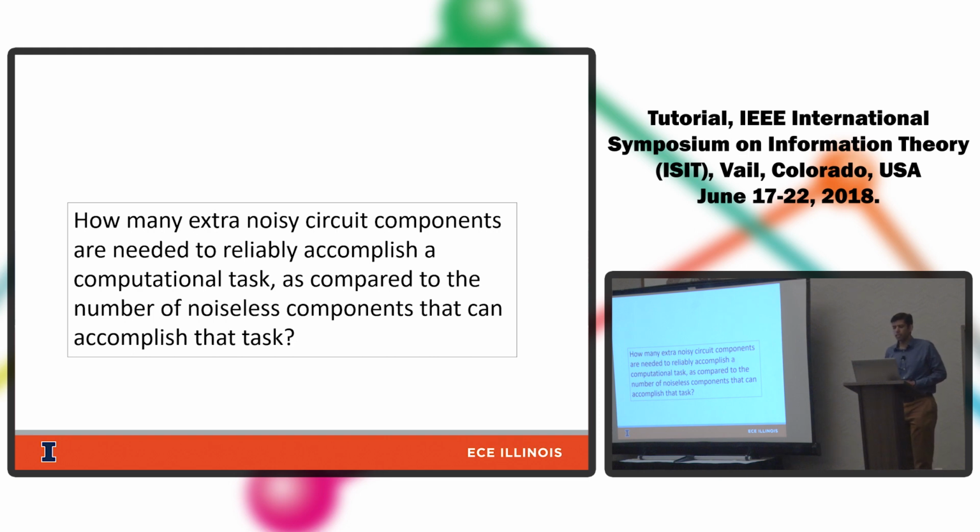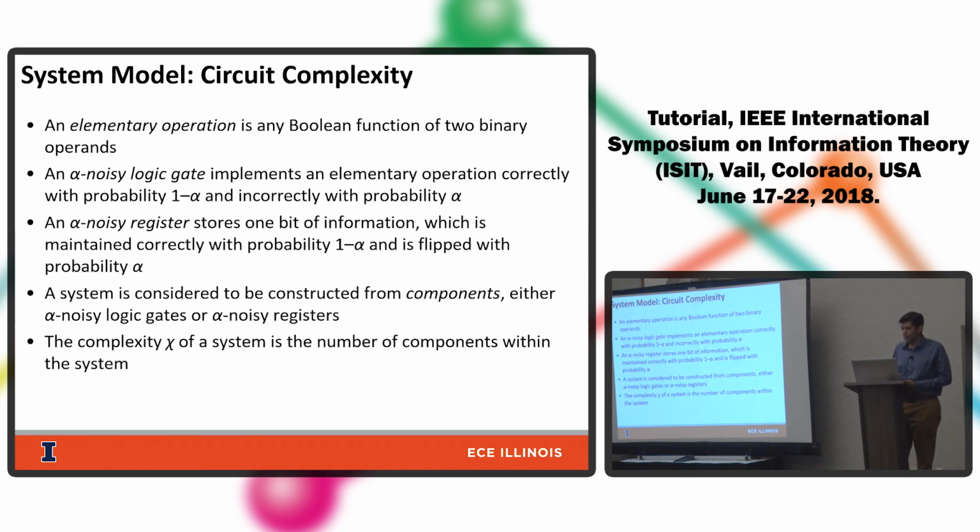Okay, but now coming back to Taylor's problem. So how many extra noisy circuit components are needed to reliably accomplish a task like information storage as compared to the number of noiseless components that can accomplish that task? Okay, so we'll formally define circuit complexity. So we have an elementary operation as the Boolean function of two binary operands. An alpha noisy logic gate is correct with probability alpha. Alpha noisy register stores things correctly with probability 1 minus alpha.